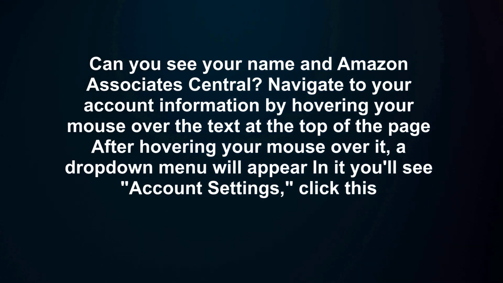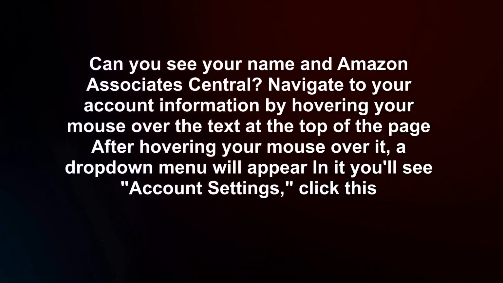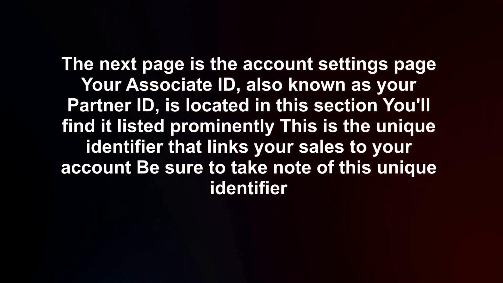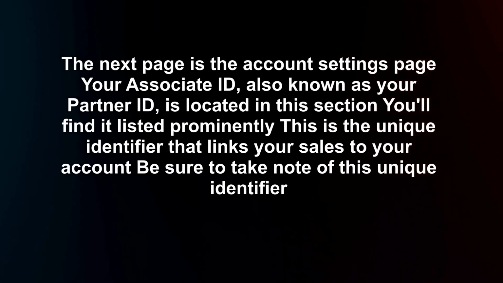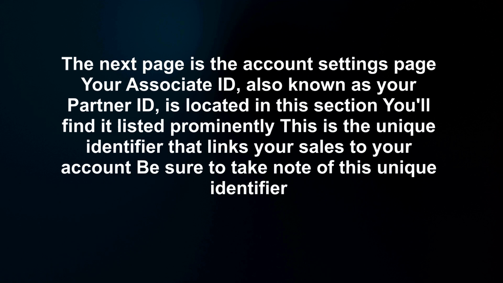After hovering your mouse over it, a drop-down menu will appear and you'll see Account Settings. Click this. The next page is the Account Settings page. Your Associate ID, also known as your Partner ID, is located in this section. You'll find it listed prominently.